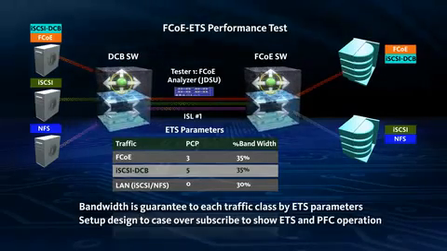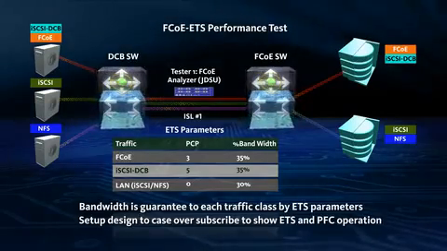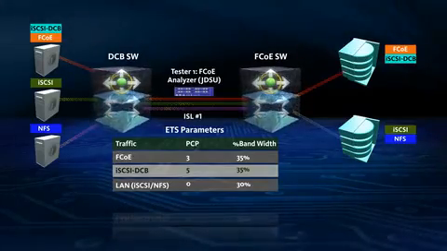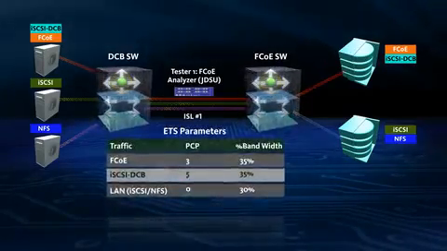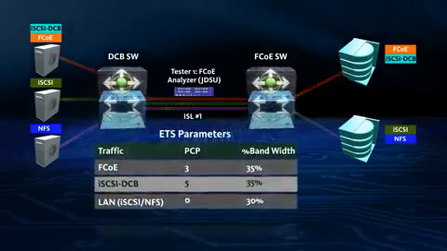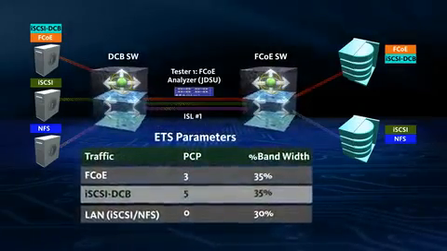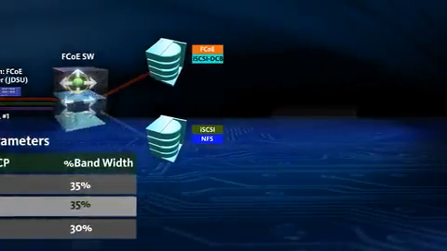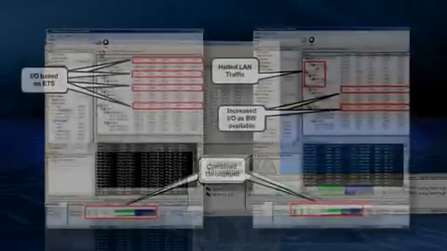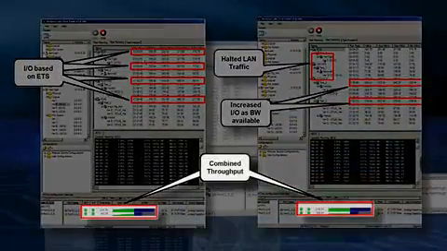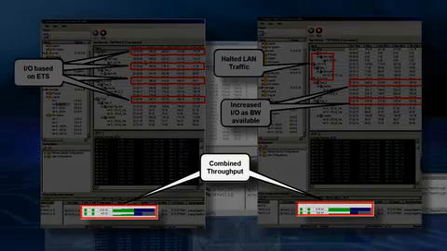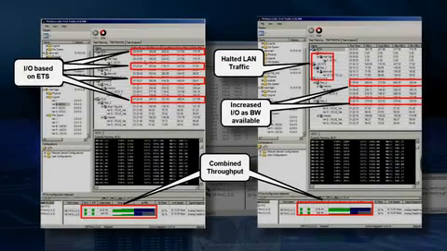The critical priorities are FCoE and iSCSI DCB, which both guarantee 35% of link bandwidth. Real-time results show that both FCoE and iSCSI DCB are running at about 35% of the link's bandwidth each, while LAN traffic is taking up the remaining 30%. The combined link bandwidth shows 1,019 megabytes per second, which indicates saturation. These results verified that the ETS configuration is working correctly.